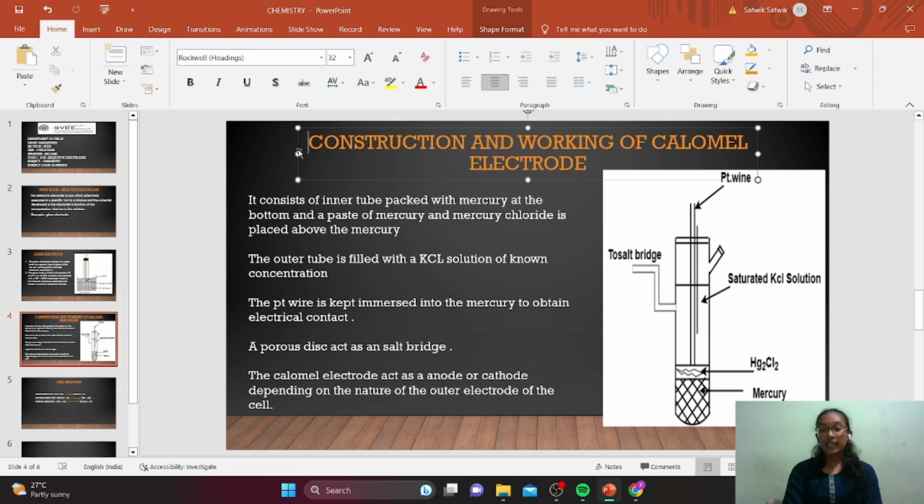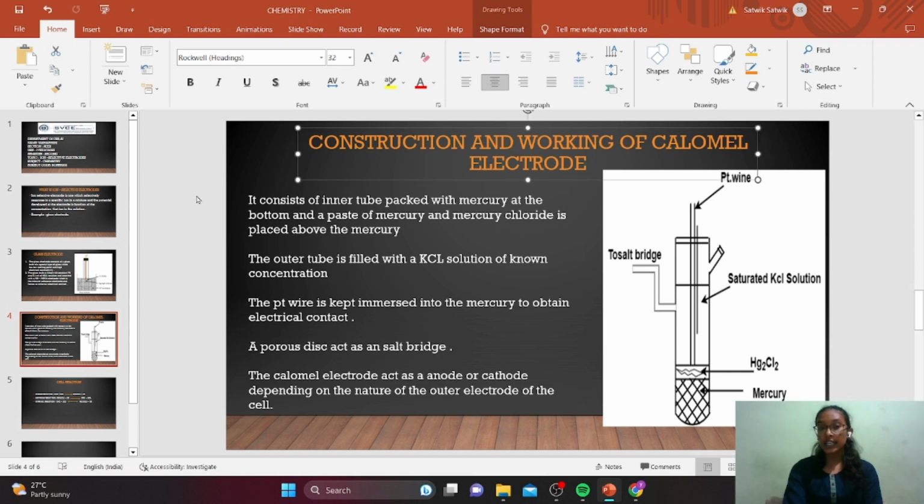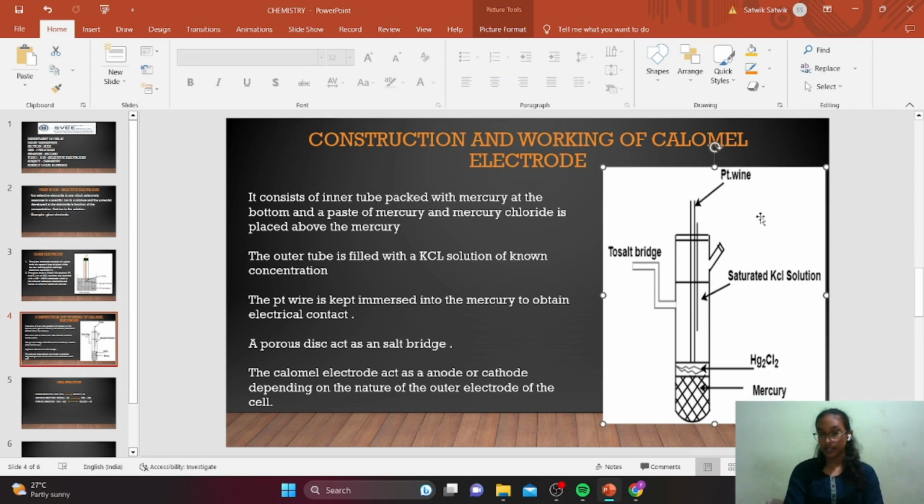So this says that the inner tube is filled with the mercury, and at the bottom it is the paste of the mercury and mercury chloride, which is placed above the mercury. The outer tube is filled with saturated KCl solution, and the Pt wire is immersed inside the mercury to obtain the electrical contact.